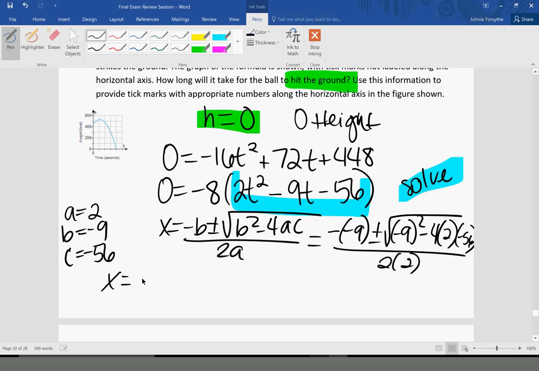Okay, so we've got positive 9 plus or minus the square root of negative 9 squared is 81. Negative 4 times 2 times negative 56 is positive 448. 448 plus 81 is 529.